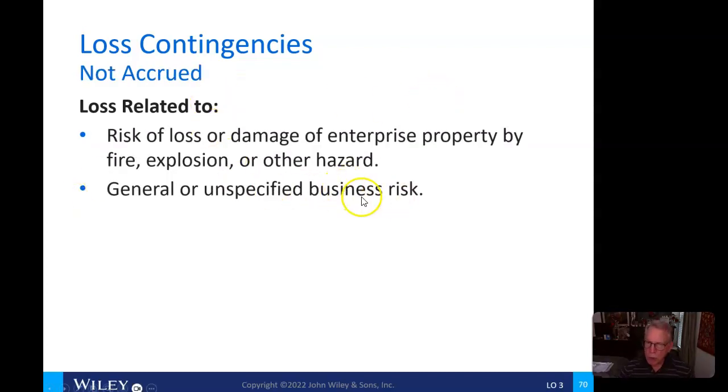What we're not going to normally accrue is losses due to the risk of loss or damage of an enterprise property by fire, explosion, or other hazard. Yes, that might happen, but that's a very remote possibility. We're not going to accrue for that. General or unspecified business risks, yes, they occur, but we're not going to accrue for that.